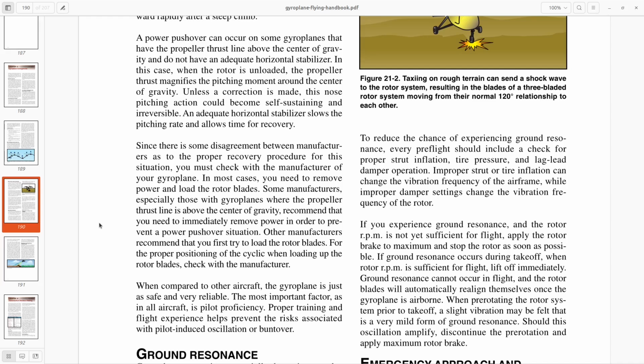When in doubt, load the rotor is sort of one of my rules when flying any kind of rotorcraft. If you're not sure what to do, pull back, load up that rotor. It's probably going to make the situation better.